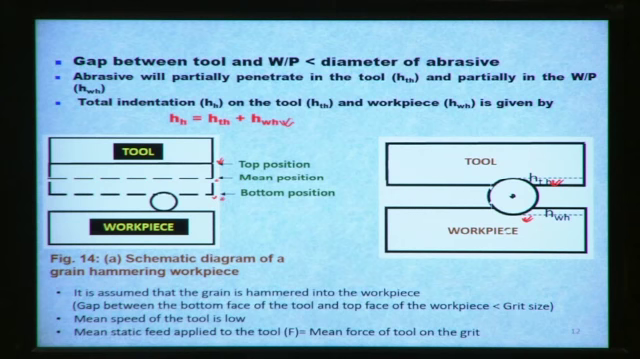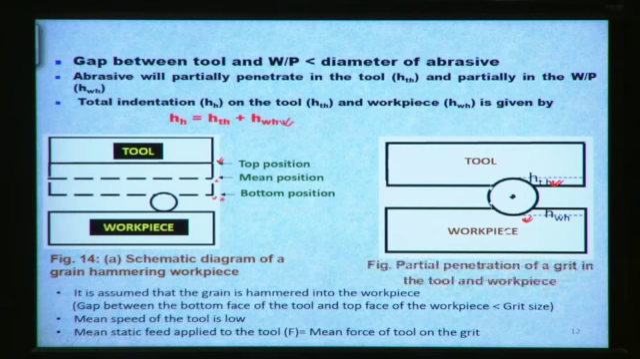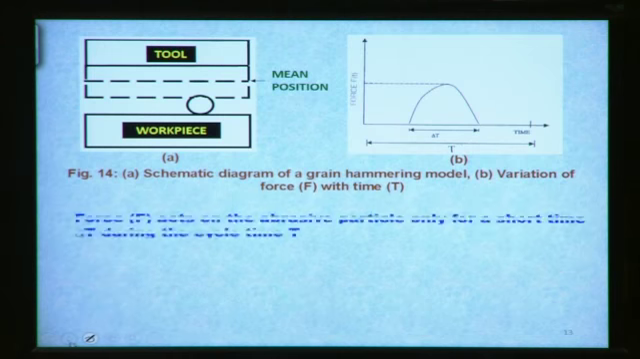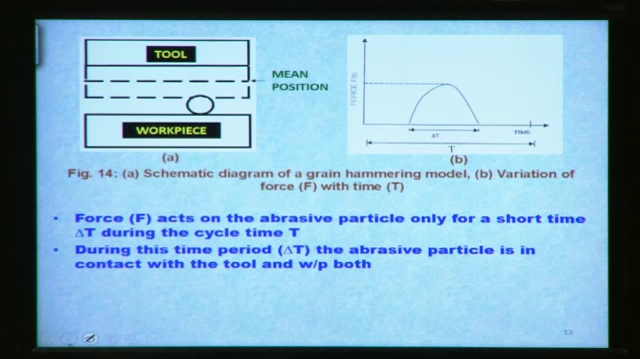So there are some assumptions in case of the hammering model. It is assumed that the grain is hammered into the workpiece. The gap between the bottom face of the tool and the top face of the workpiece is less than the grit size of the abrasive particle. The mean speed of the tool is low in this case, and the mean static force applied to the tool, which is F, equals the mean force of the tool on the grit. Okay, so the force acts on the abrasive particle only for a short time, del T.